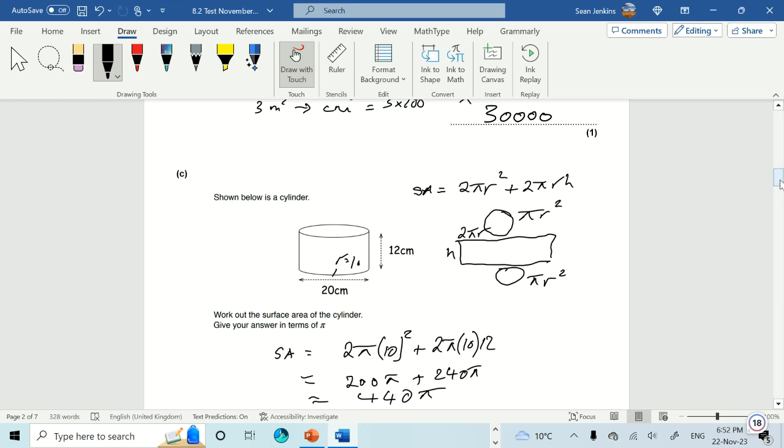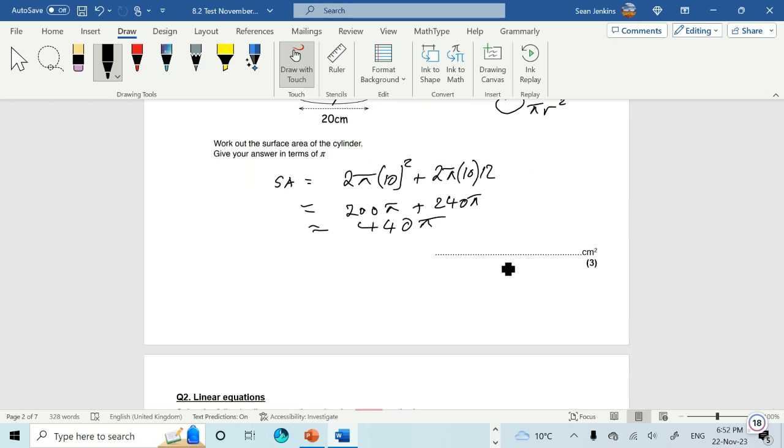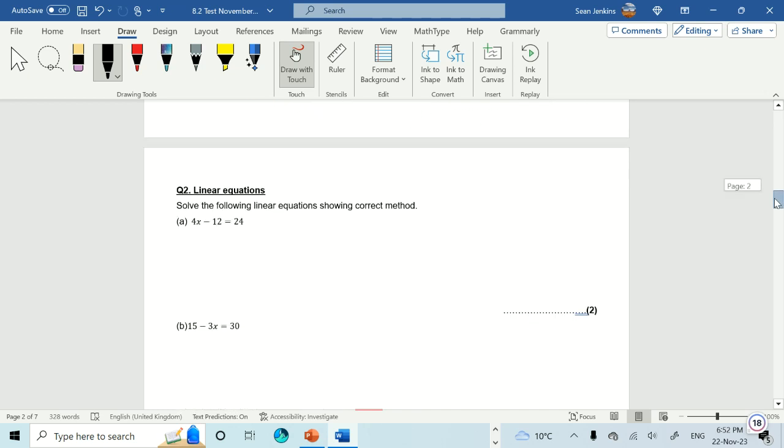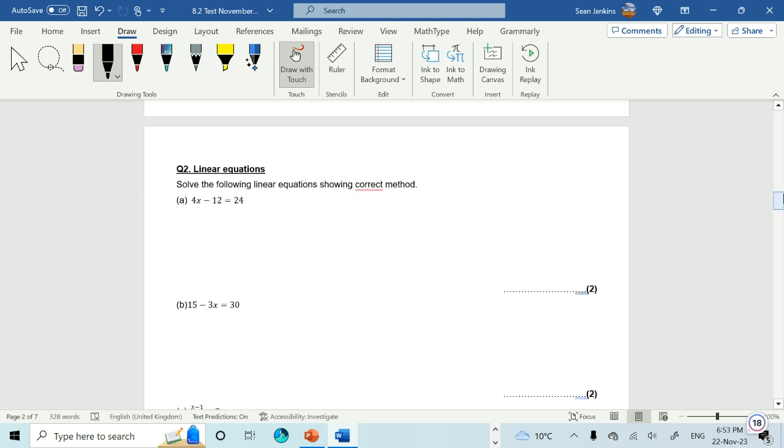And that's 3 marks. That's nice. 440 pi, because it does say give your answer in terms of pi. Let's move on. Oh, solving linear equations.